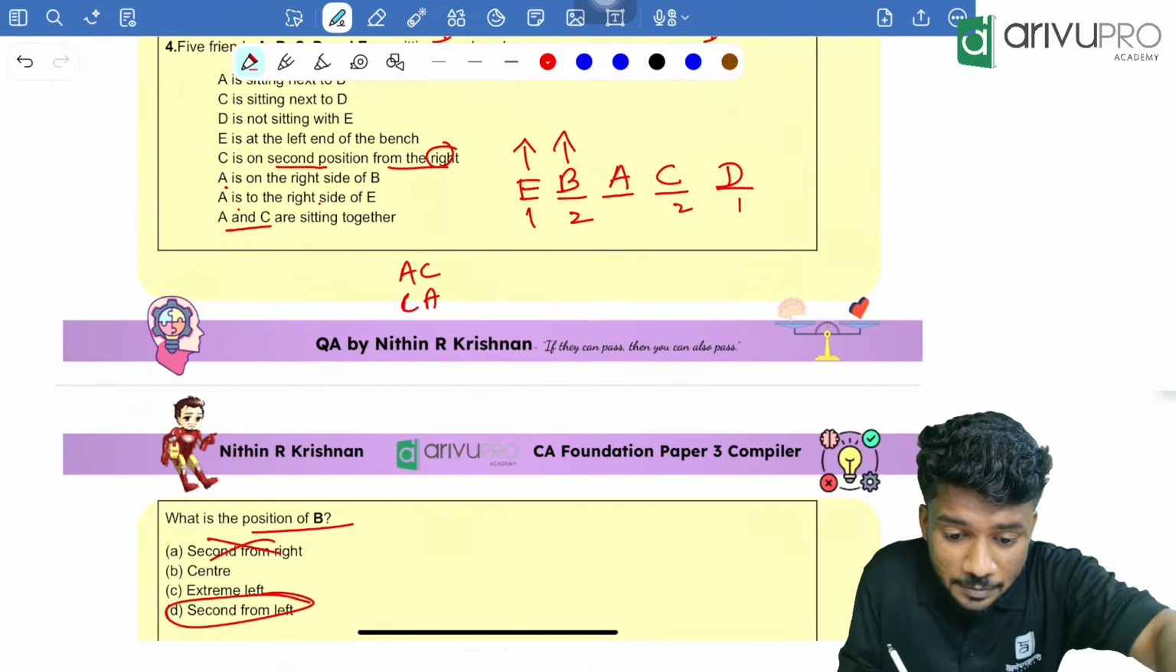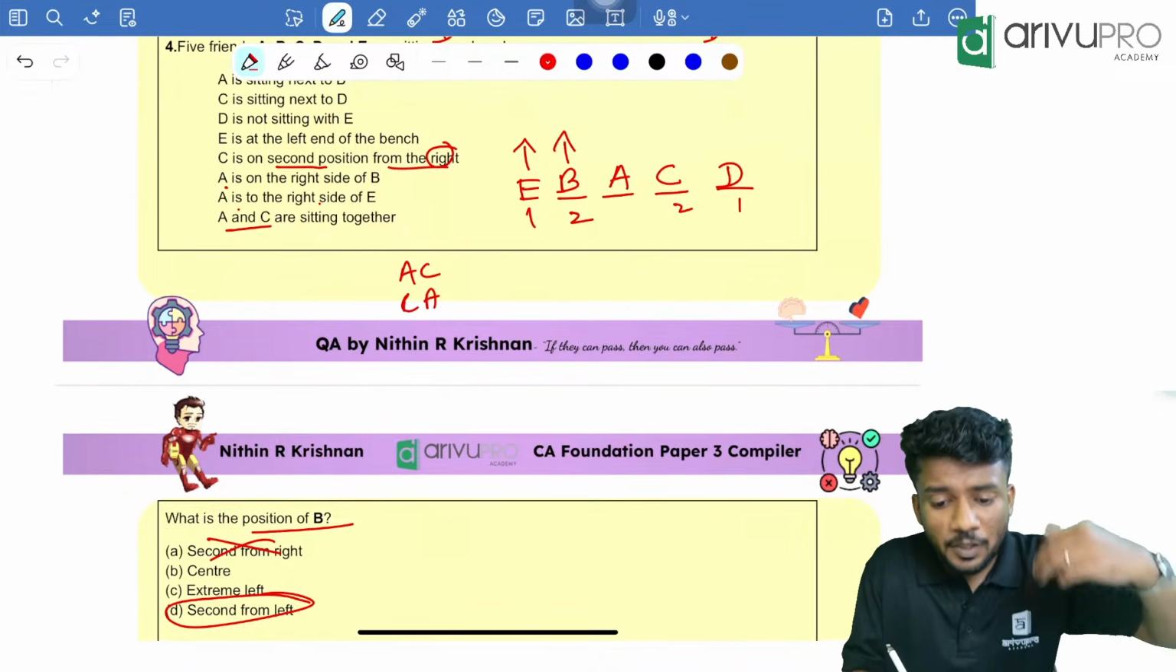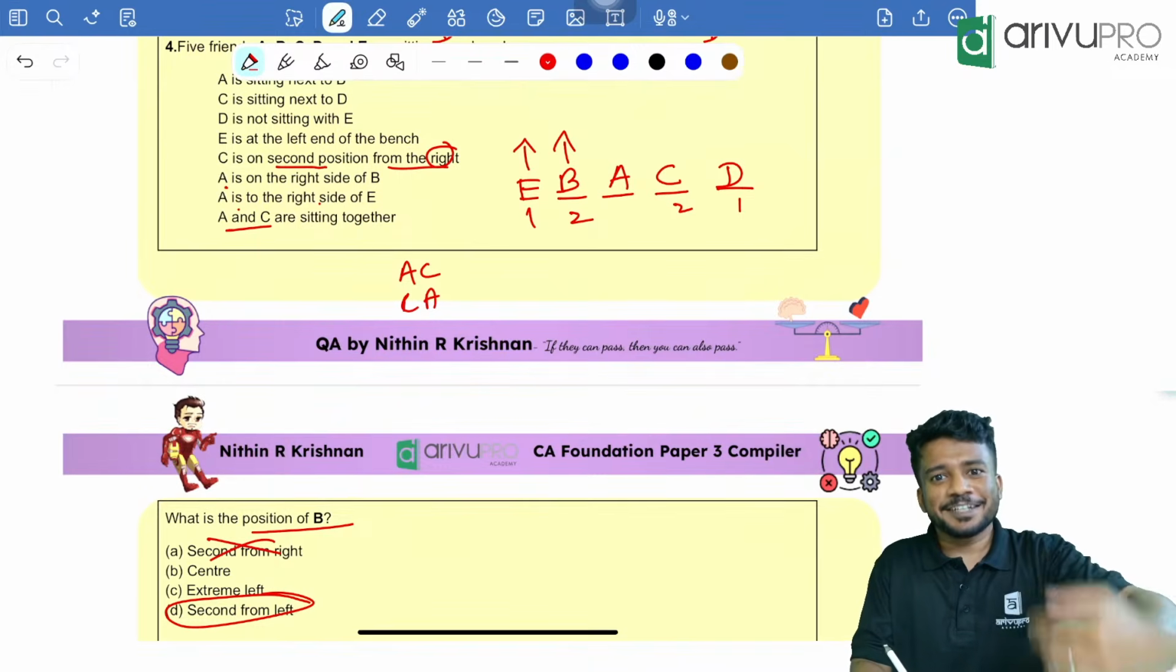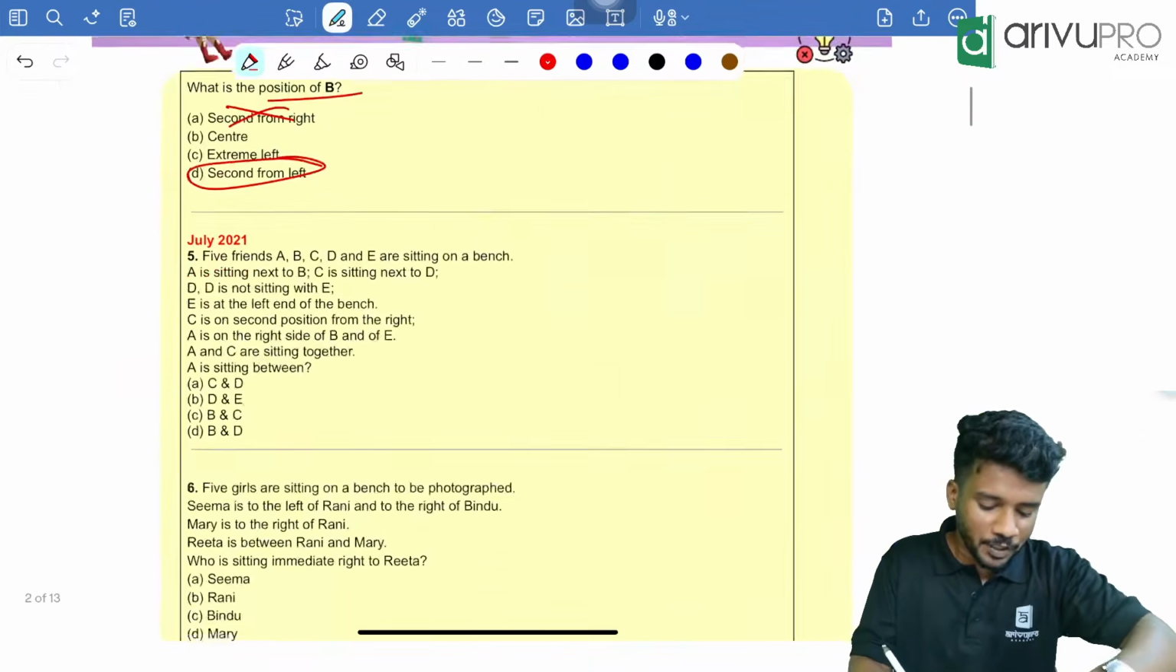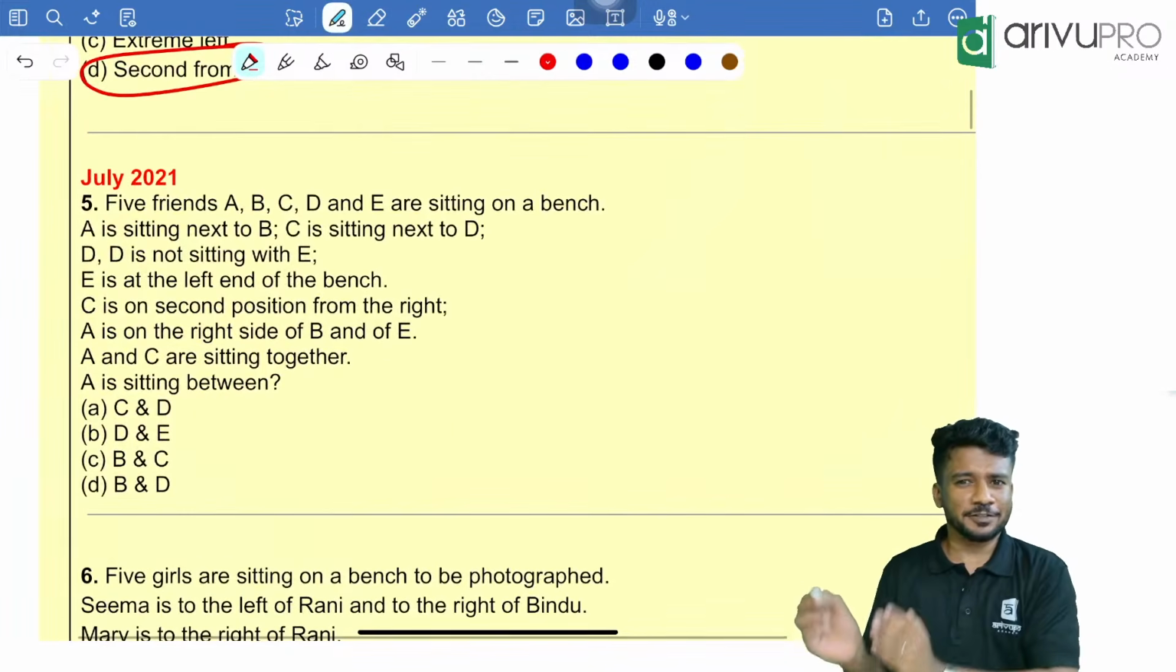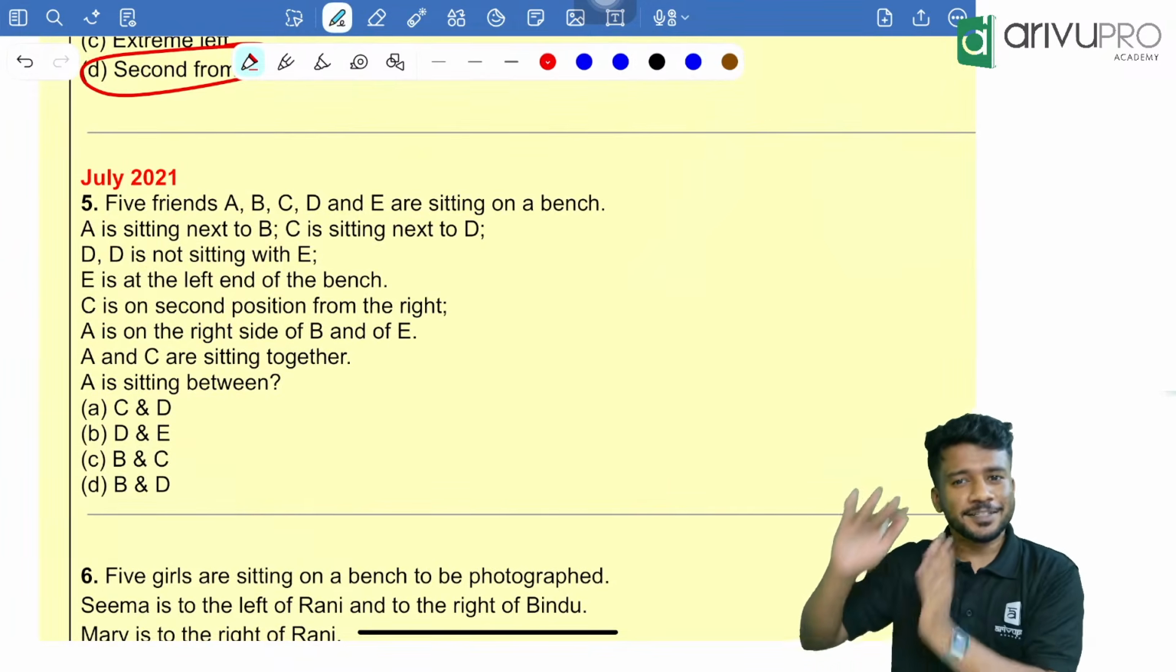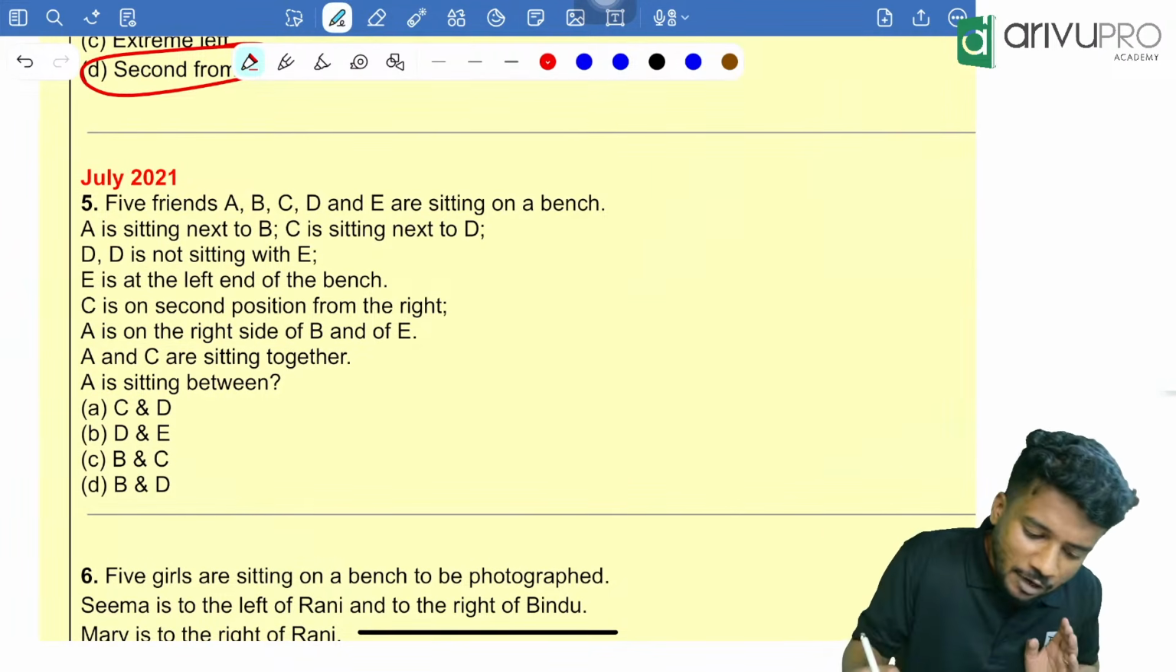Sir, there is a text limit. Please try to solve it. What I told earlier, we will discuss towards the end. Because this is PYQ solving, doubts will be addressed towards the end as usual.